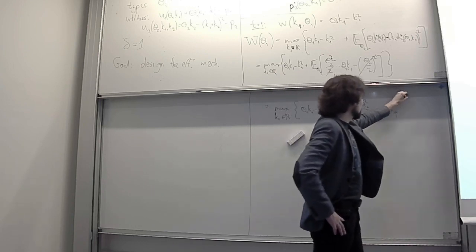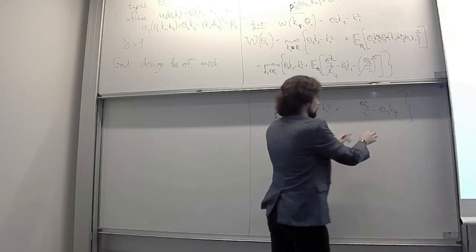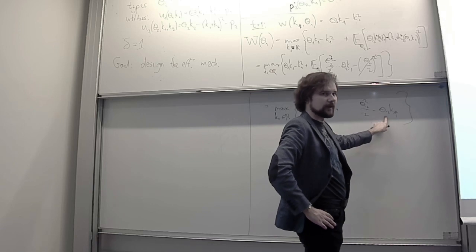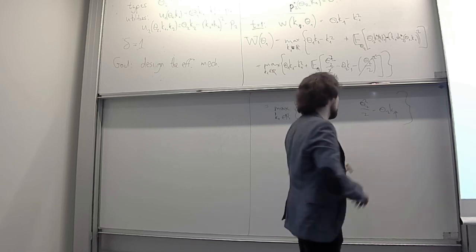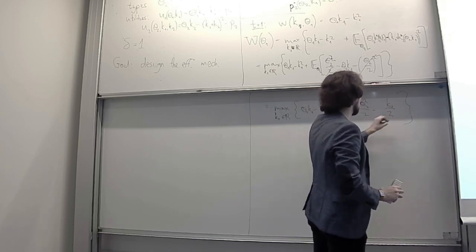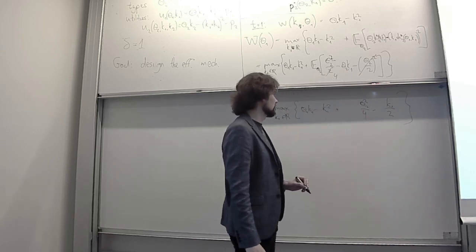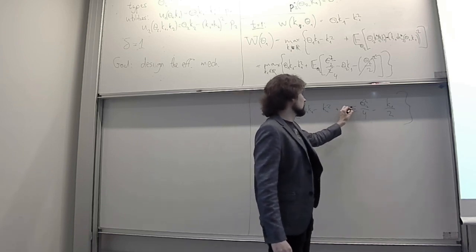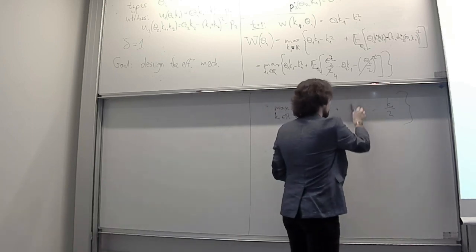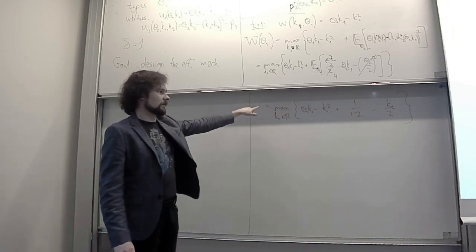Now, let's try to calculate this expectation. So we'll calculate the expectations of the two terms separately. Expectation of theta 2 k1 will just be k1 times the expectation of theta 2, which is 1 half. So it will be k1 over 2, and the expectation of this, this should have been a 4. I said this, but I didn't write it. The expectation of this square will be given by 1 third over 4, so 1 12th. And this is our welfare function in period 1.